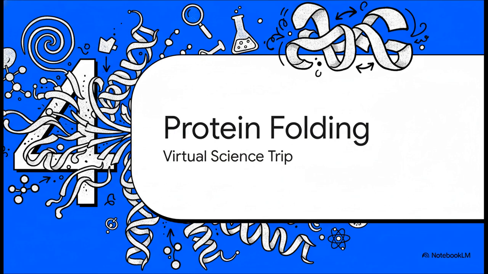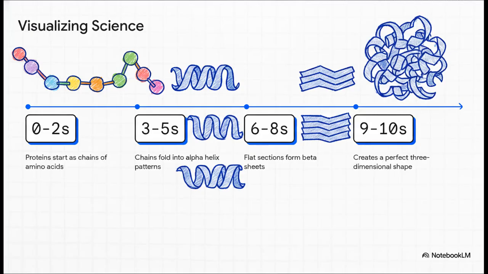All right, Section 4, Visual Learning, Protein Folding. Let's take a virtual science trip. Let's actually walk through this perfectly paced 10-second educational sequence generated by Omni. From second 0 to 2, the model shows us the baseline, proteins starting as simple chains of amino acids. Then, temporally reasoning what has to happen next, seconds 3 to 5 transform those chains into intricate alpha helix patterns. By seconds 6 to 8, it shifts to show the flat sections. Those are called beta sheets. And finally, in the last 2 seconds, the model brings the whole thing together into a perfect, complete 3-dimensional shape.